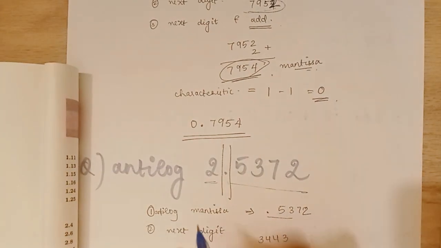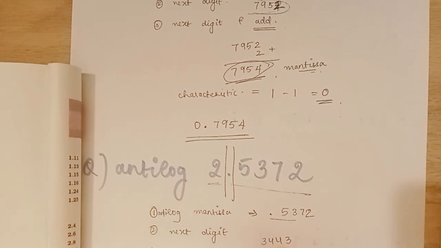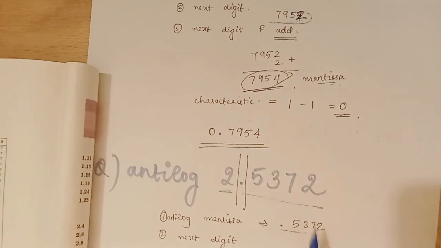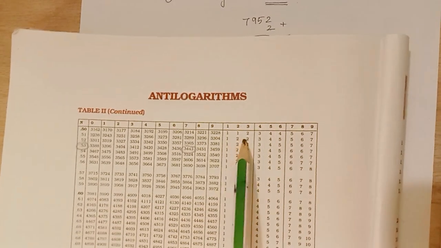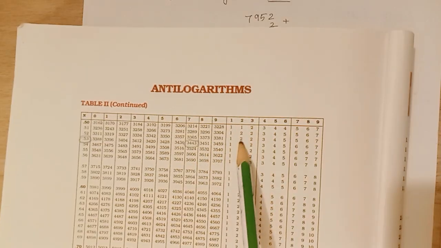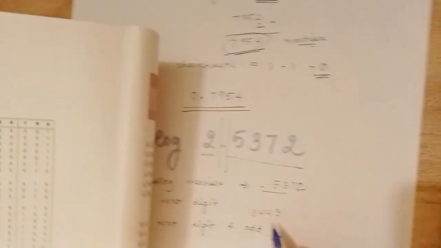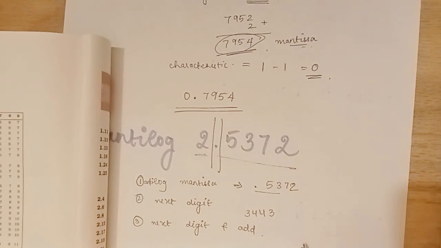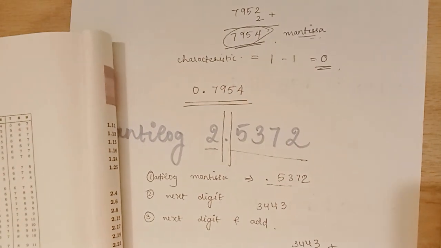So the second rule is the next digit. Just like how we did for log, take the next digit and add. The next digit is 2. Now you look at the rightmost side of the column, all the way to 2. So the value is 2. Now add 2 to this, that is 3443 plus 2. 3 plus 2, 5, 4, 4, 3. So this is the value that we got.